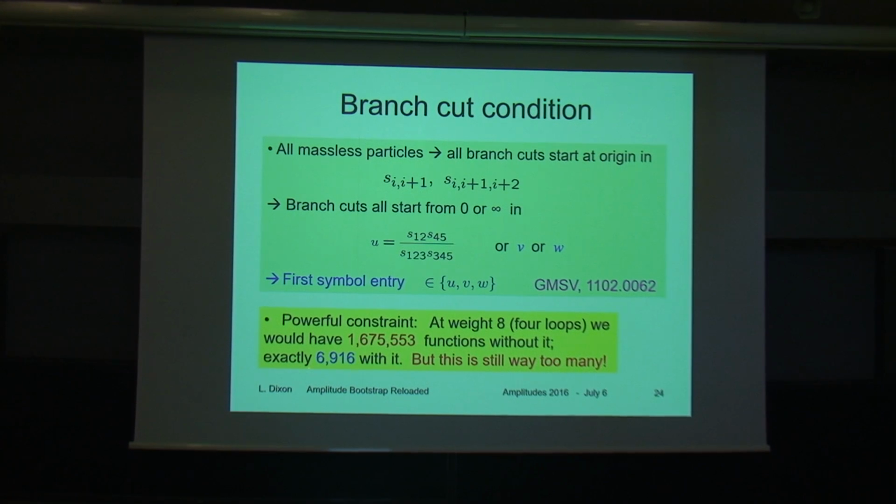And when we impose this entry, we find exactly 6,916. So for a while, we were pretty happy about that, but it turns out it's not the end of the story. This is still way too many. Many of these functions cannot possibly be involved in the amplitude.